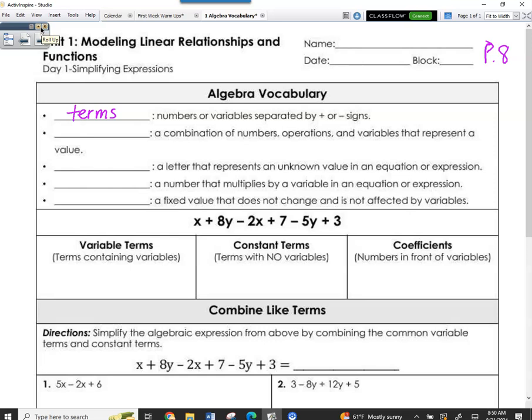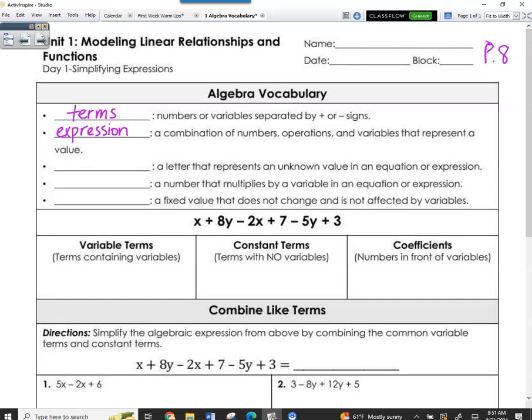Next vocab word. What is a combination of numbers, operations, and variables that represent a value? That is just an expression. This is an expression right here. What's the difference in an expression and an equation? It's common sense. Guys, this is why I love math. They make it so simple, yet so complicated. An equation has an equal sign in it, which means the left equals the right. An expression has no equal sign.